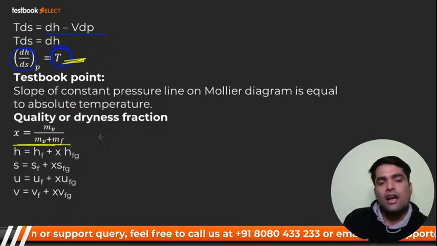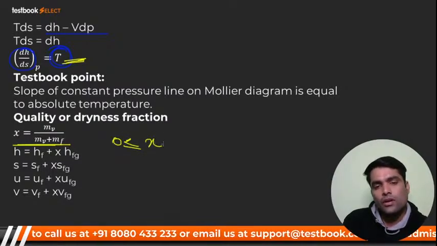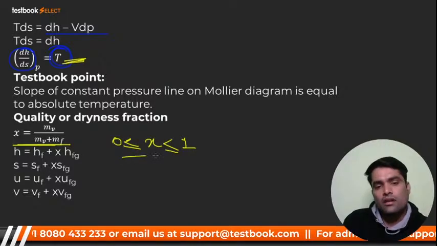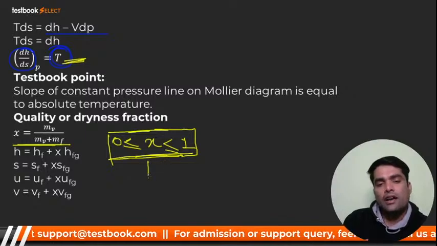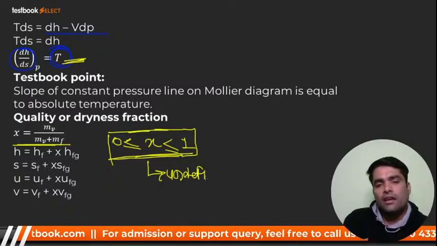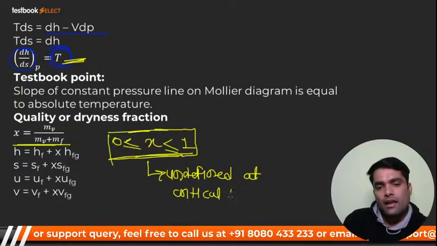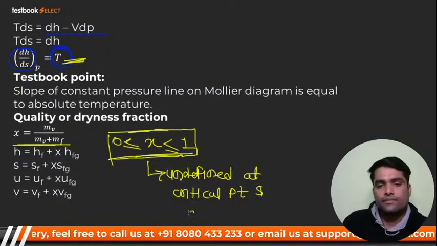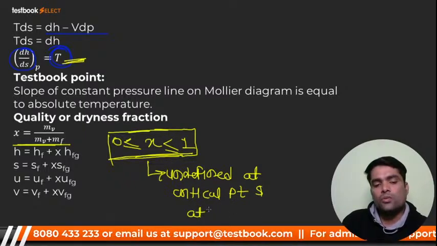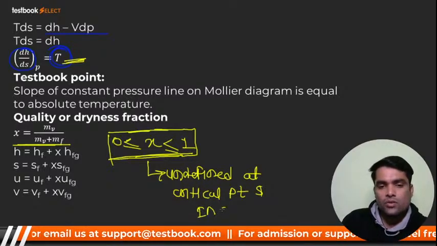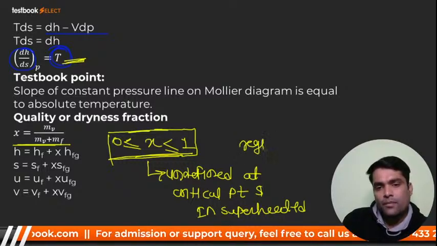And, my dear, dryness fraction, that is nothing but, I already defined this. Everybody knows about it, right? And its value is what, my dear? It is greater than or equal to 0, and it should be less than or equal to 1. It can be 0, and it can be more than 0, but it should be less than 1. And it is undefined. Where is it undefined, my dear? It is undefined at the critical point, and also in the superheated region. You have to keep this in mind. Okay, you will have to remember this.